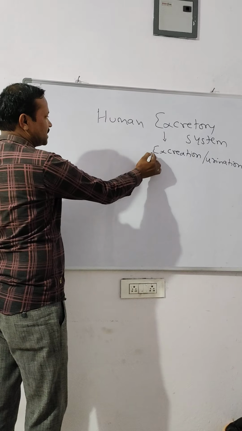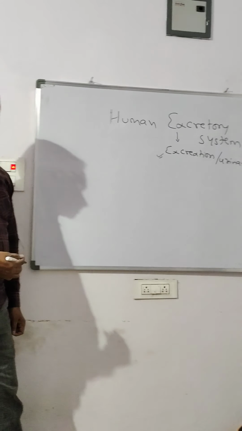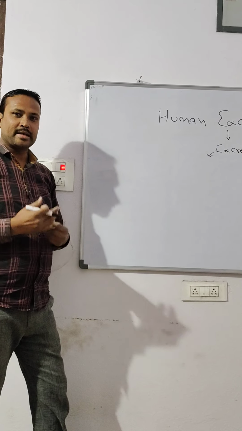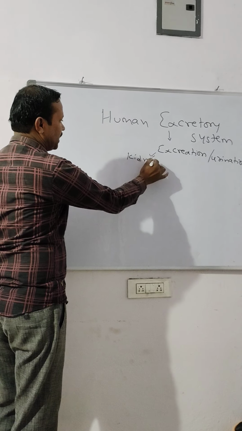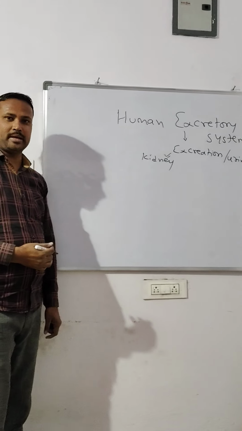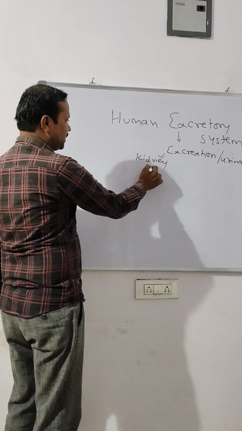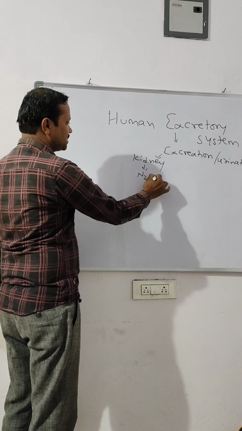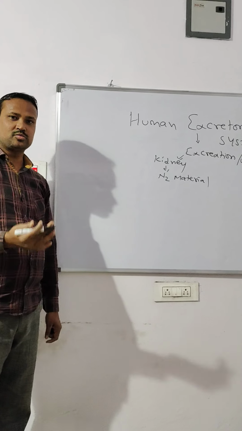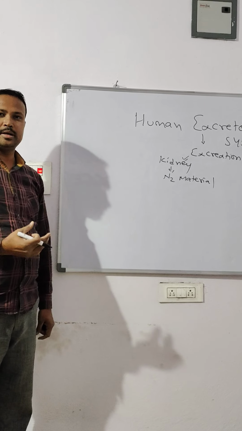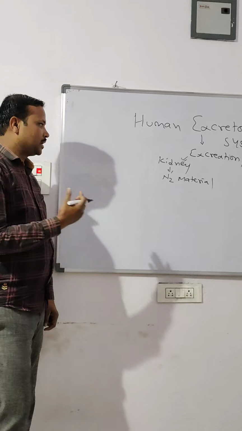Unwanted waste material means what is going to be excreted and how it is going to be excreted. Excretion is done with the help of the kidneys. So what things are going to be excreted? They are called nitrogenous material, unwanted material which is not useful for the human body. That type of material is excreted by the kidneys.